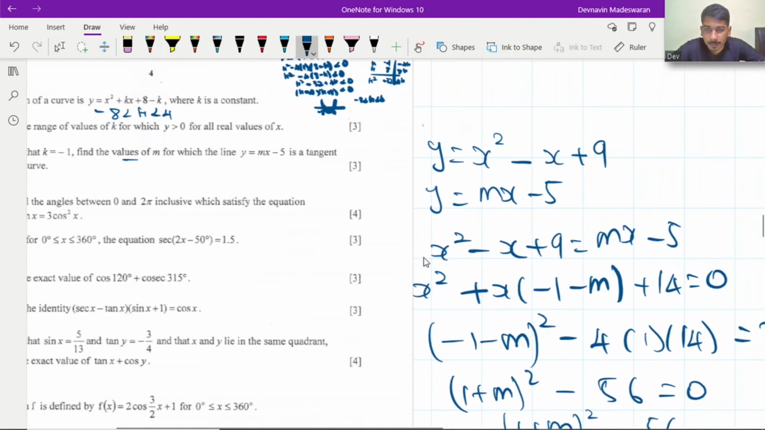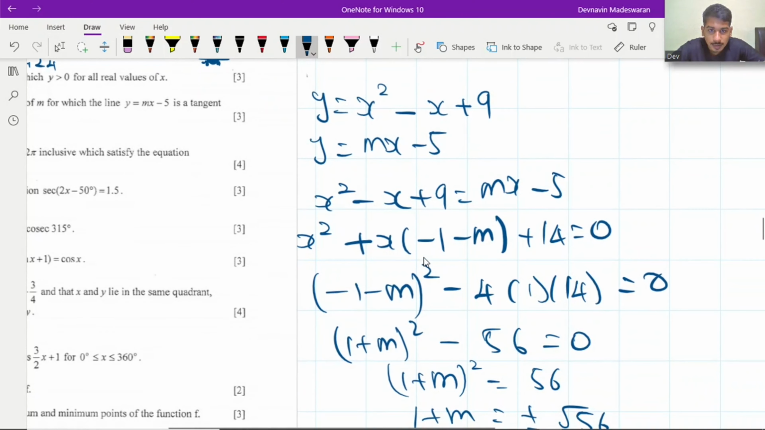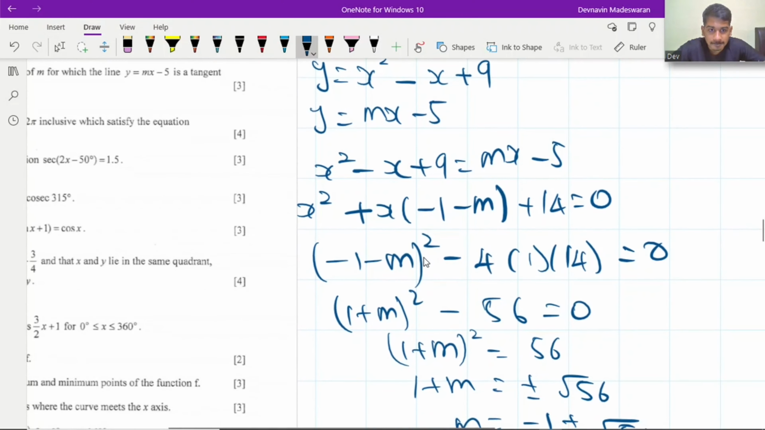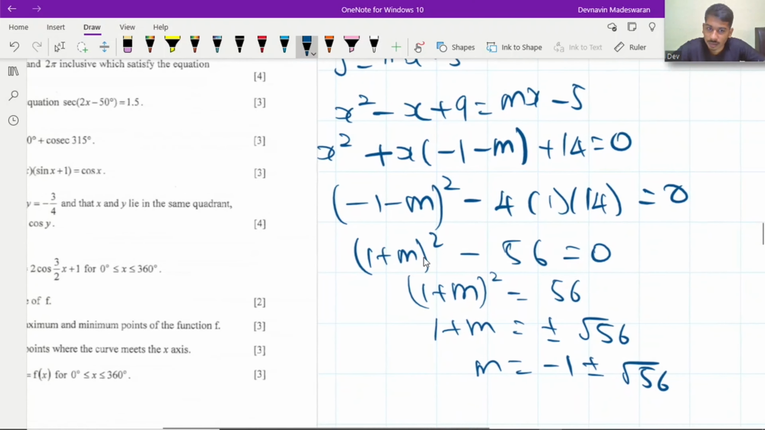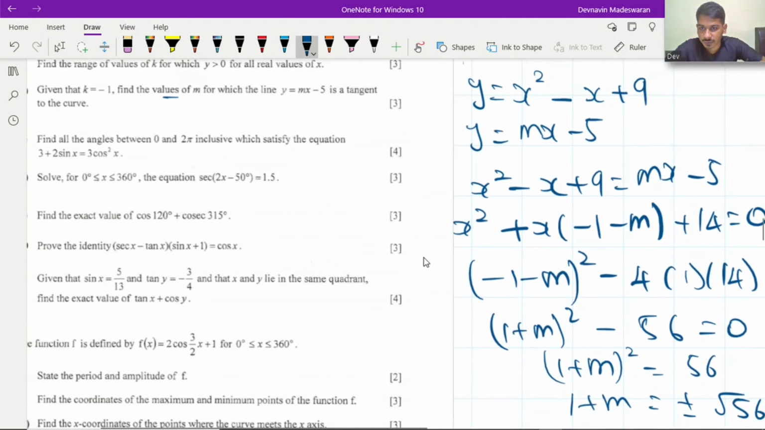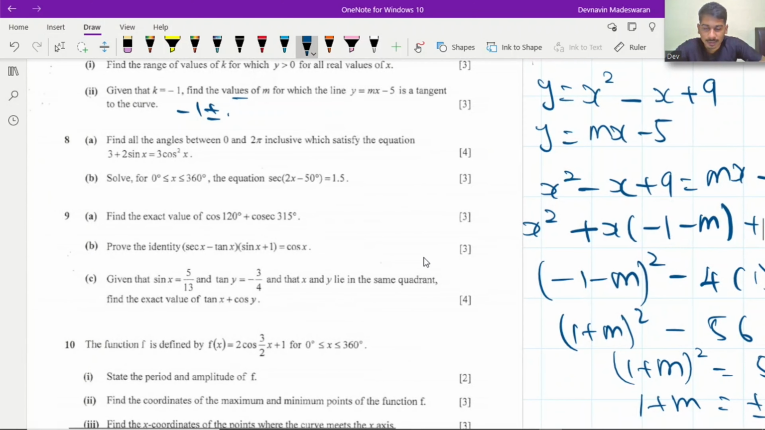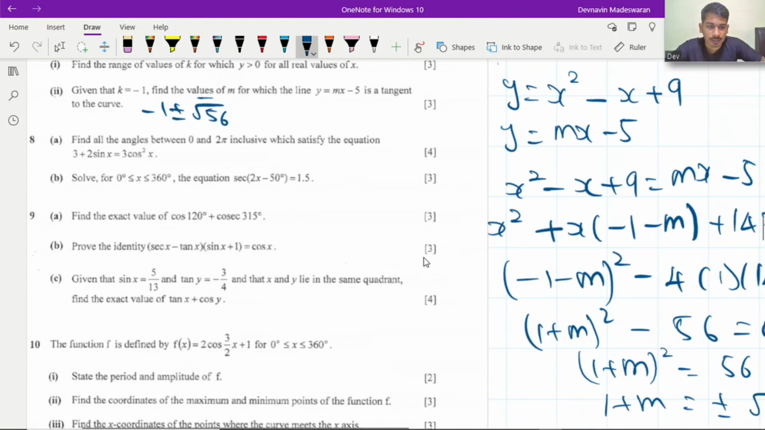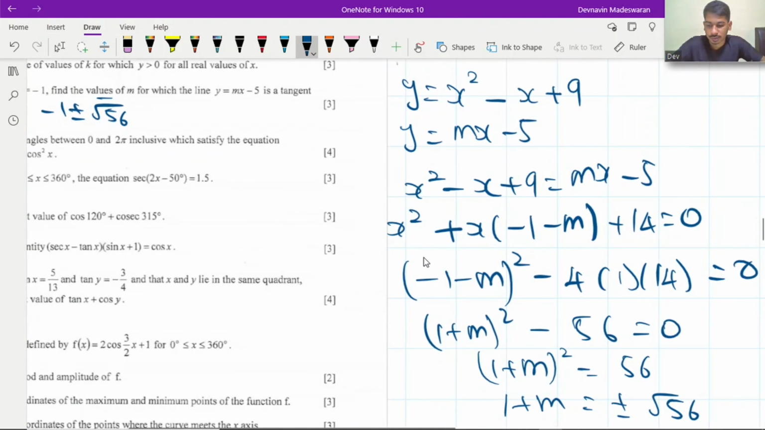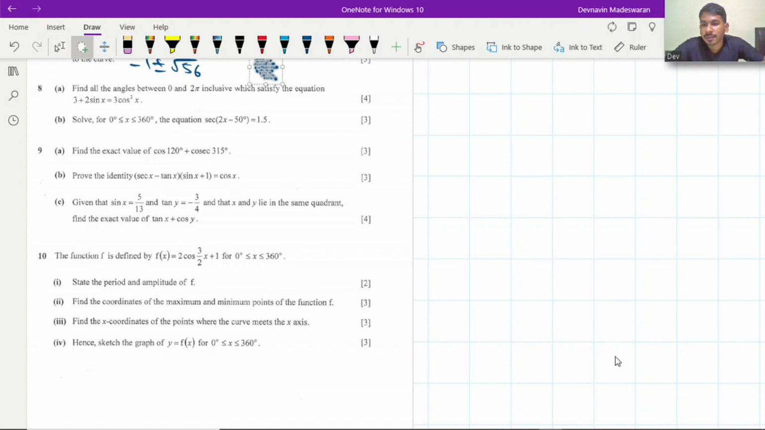Yeah, perfect. Okay, and we moved it there, which is fine. Yeah, okay, good. So it seems right. It's going to be negative 1 plus or minus square root of 56. And now pause again. Now let's continue. Find the angles between 0 to 2 pi inclusive which satisfies the equation there. Find the solution for the equation, right?